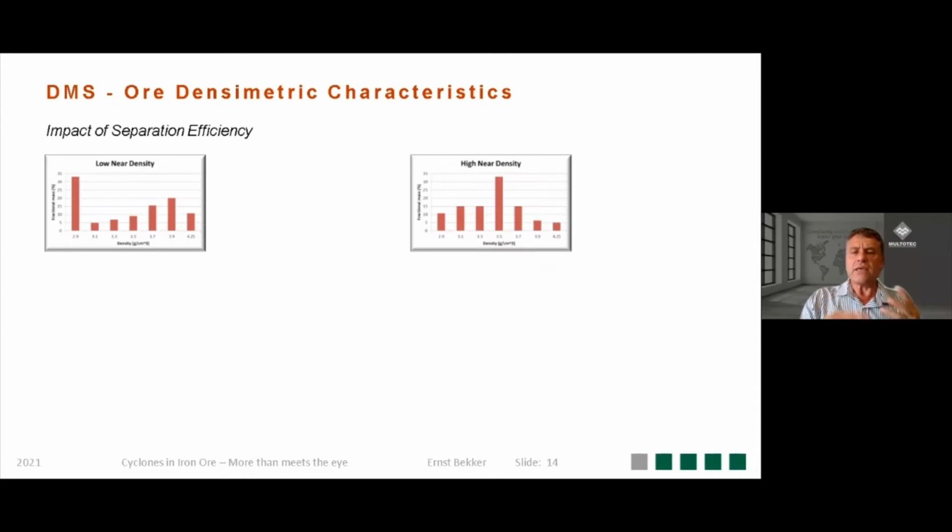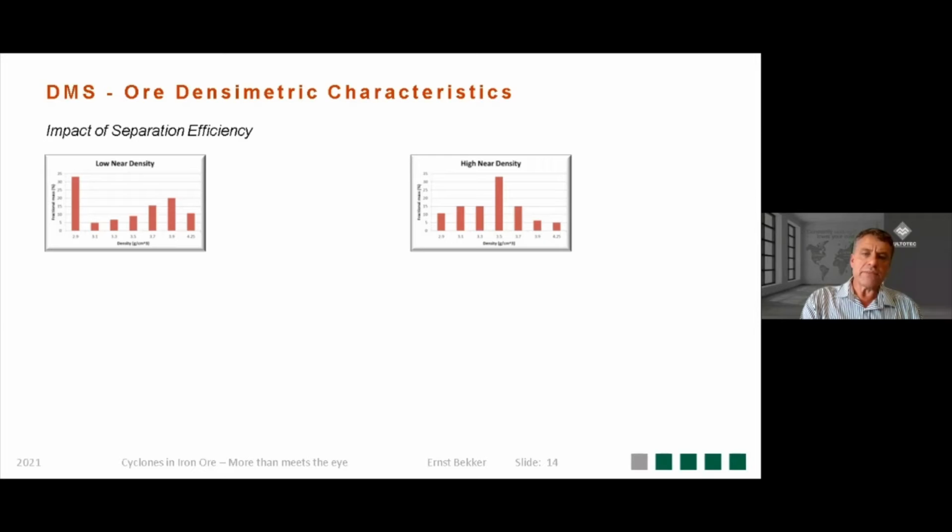So what is the impact of separation efficiency on an ore body? This is an example where a client asked me to evaluate 2 different types of ore bodies. It's the same mining company, but it had 2 distinct characteristics. One was a low near density characteristic, and the other one a high near density characteristic. Now, near density material is the amount of material that's present around the cut density of the cyclone. So if the cyclone, for argument's sake, is cutting at a density of 3.5, all the material between 3.4 and 3.6 would be classified as near density material.